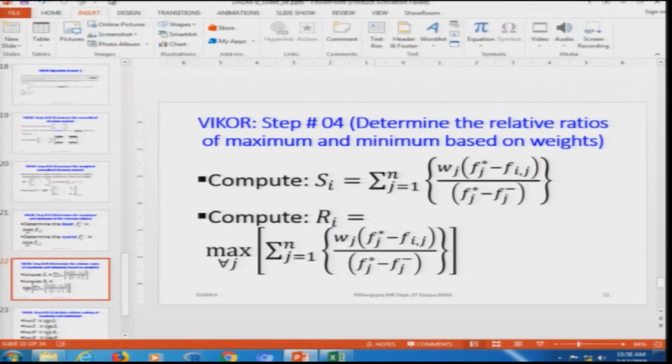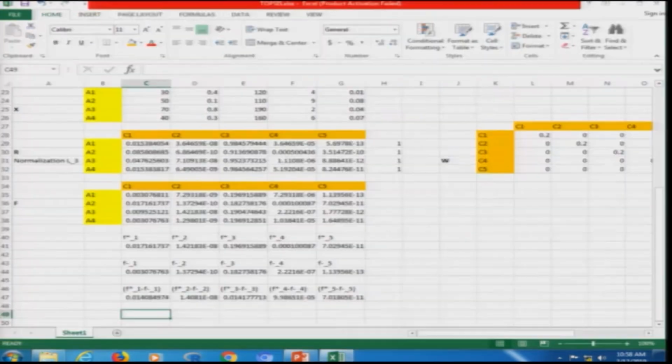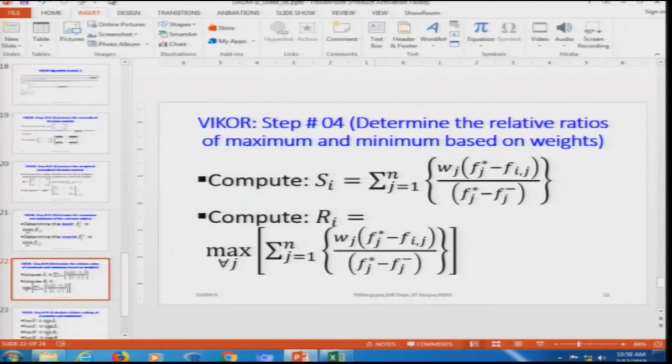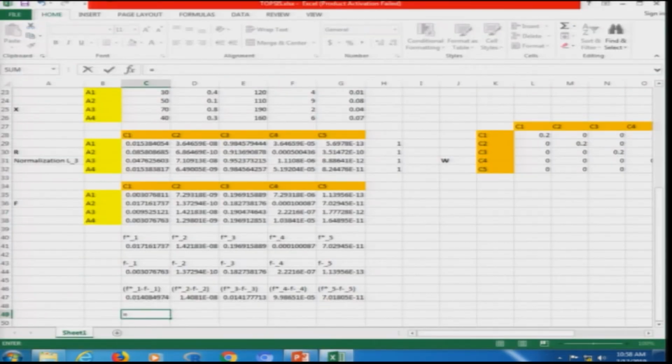Now I go to the ratios, that means Fj star minus the ith one. So, for each and every j equal to 1 to n, I will sum them up. So, I sum up for the first one. So, I am going to multiply the weights. So, it will be the weights multiplied by the max value minus each and every cell value, where the max value is this.